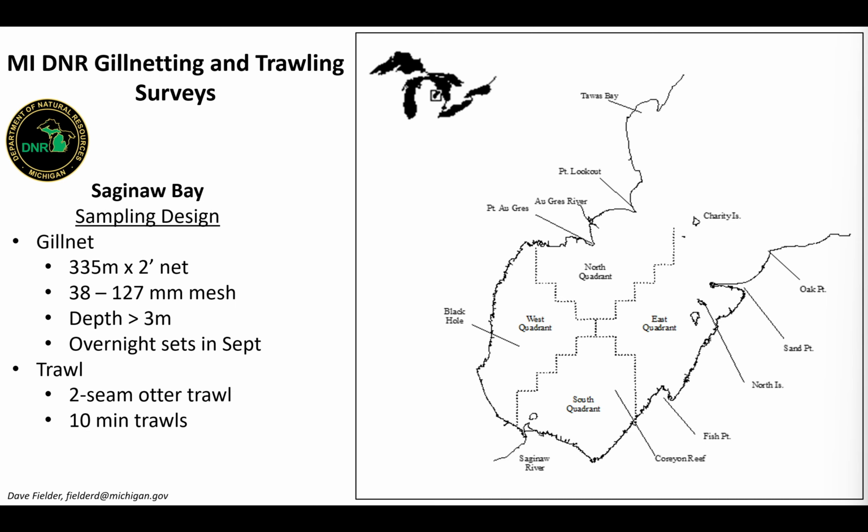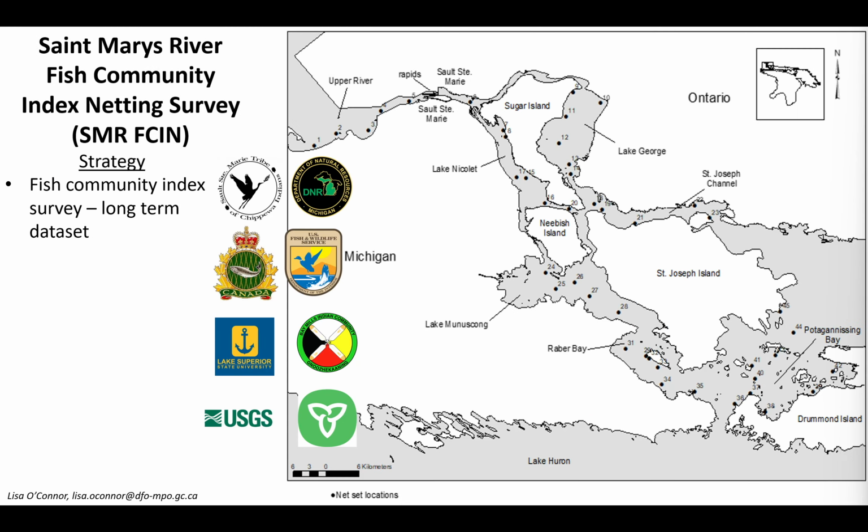The Michigan DNR gill netting and trawling survey specifically for Saginaw Bay. And then the St. Mary's River Fish Community Index netting survey, which is done every few years up in St. Mary's River in collaboration amongst all the partners that are up there.